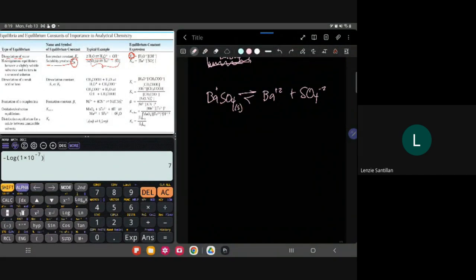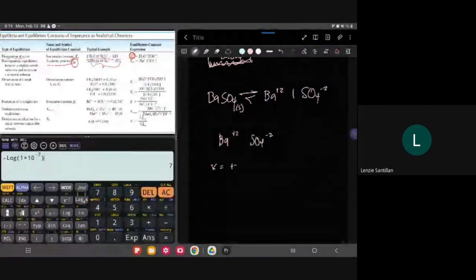Bakit kaya, guys? Kaya important yung matandaan ninyo yung kay Tyler DeWitt na sinasabi ko. Very important yun, guys. Huwag niyong kakalimutan yun. Yung barium sulfate, barium ay plus 2, sulfate ay negative 2. So, ano nangyayari dyan? X is equal to plus 2 plus minus 2. Ang total niya is 0.